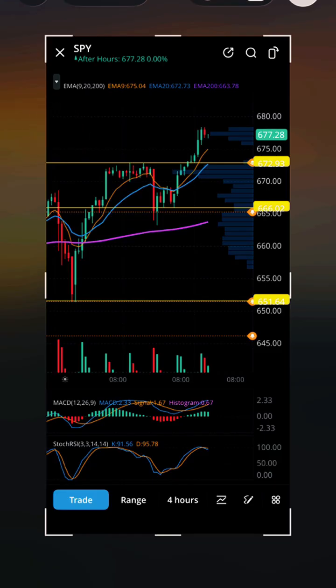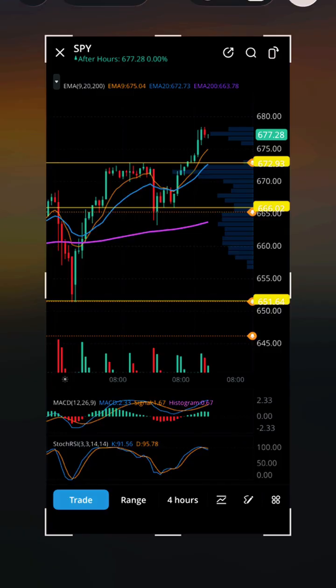Now, the 200 EMA, the purple line, is the long-term trend line, the big picture. It acts as the market's backbone. If the price is above the 200, the market is strong, it's trending up. If the price is below the 200 EMA, then it's weakness, and the trend is overall bearish. It could really continue to go down from there if it gets under that purple line, that 200 EMA.